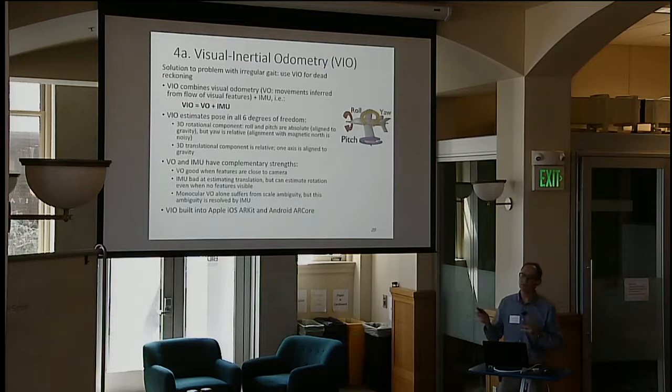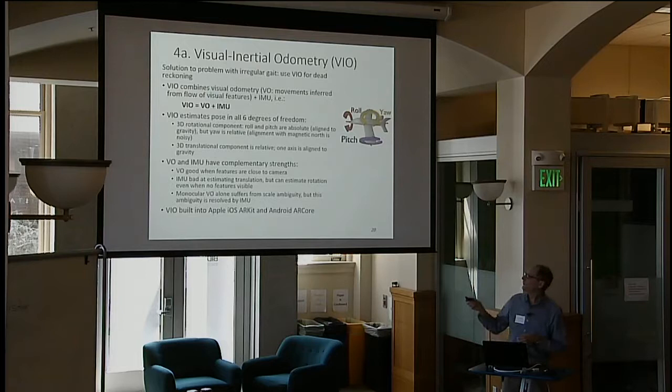So it's a really nice marriage between two different sorts of sensors, computer vision and inertial sensing, because they have complementary strengths. Visual odometry is great when the features are close to the camera. The IMU is really bad at estimating translations. I mean, there are apps that will say, move your phone a few feet across a door jamb, and we'll use the IMU to estimate it. It's quite difficult to do that double integration and get anything reasonable. But it is good at estimating rotations. So even if you have no features visible at all, it will nail the rotations very nicely.